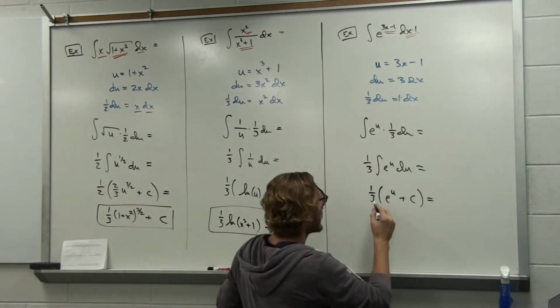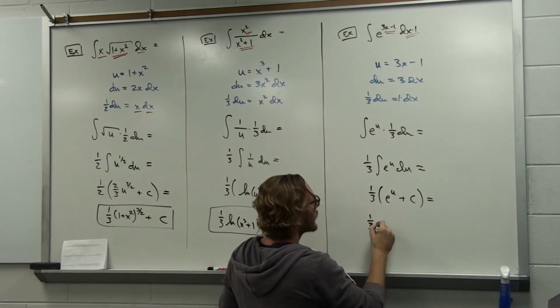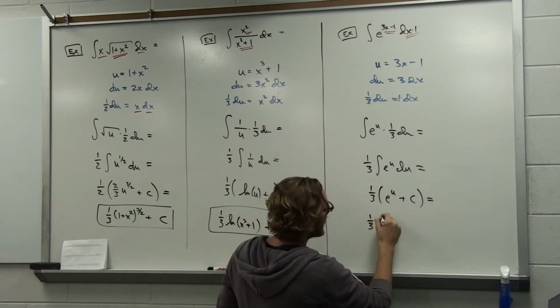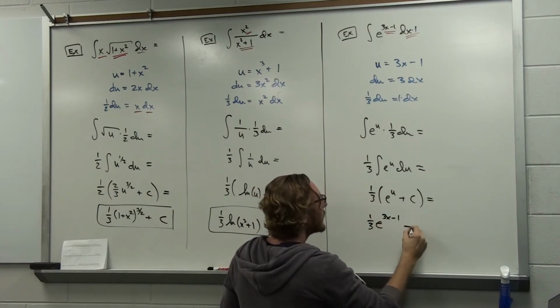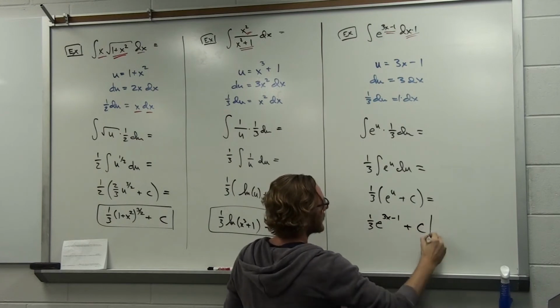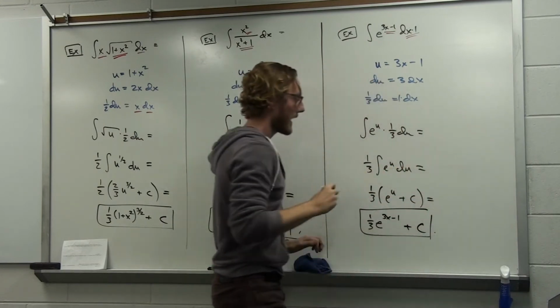And long story short, now to polish this off, let's distribute through the 1/3. So e to the u, that would actually be e to the 3x minus 1. And 1/3 times the constant is still just some arbitrary number, and we've done it.